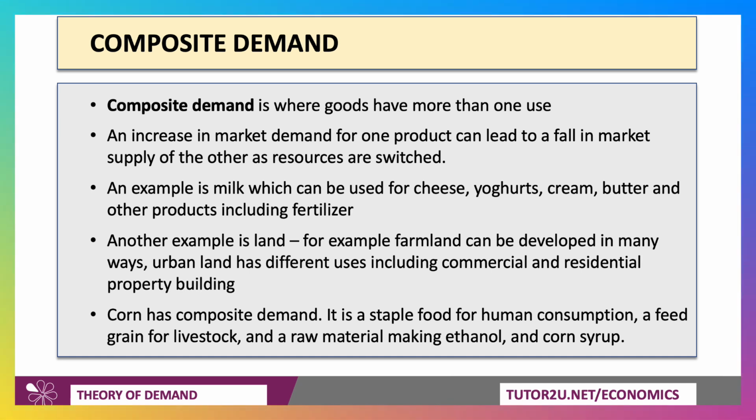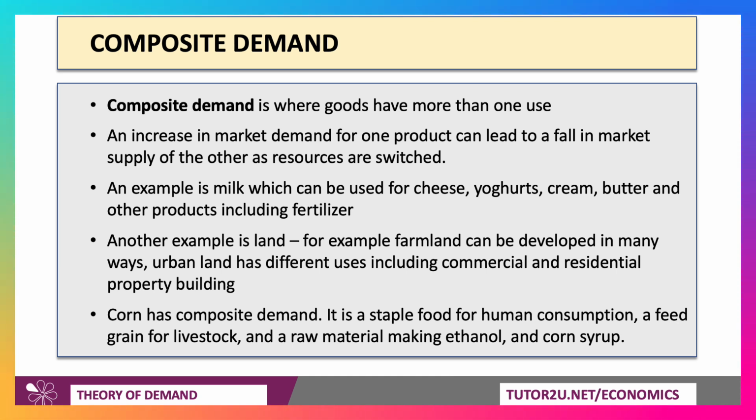Composite demand. This is where goods in the market have more than one use. So an increase in market demand for one product can lead to a fall in market supply of the other as resources are switched. So milk can be used for cheese, yogurts, cream, butter, and indeed other products, including fertiliser.